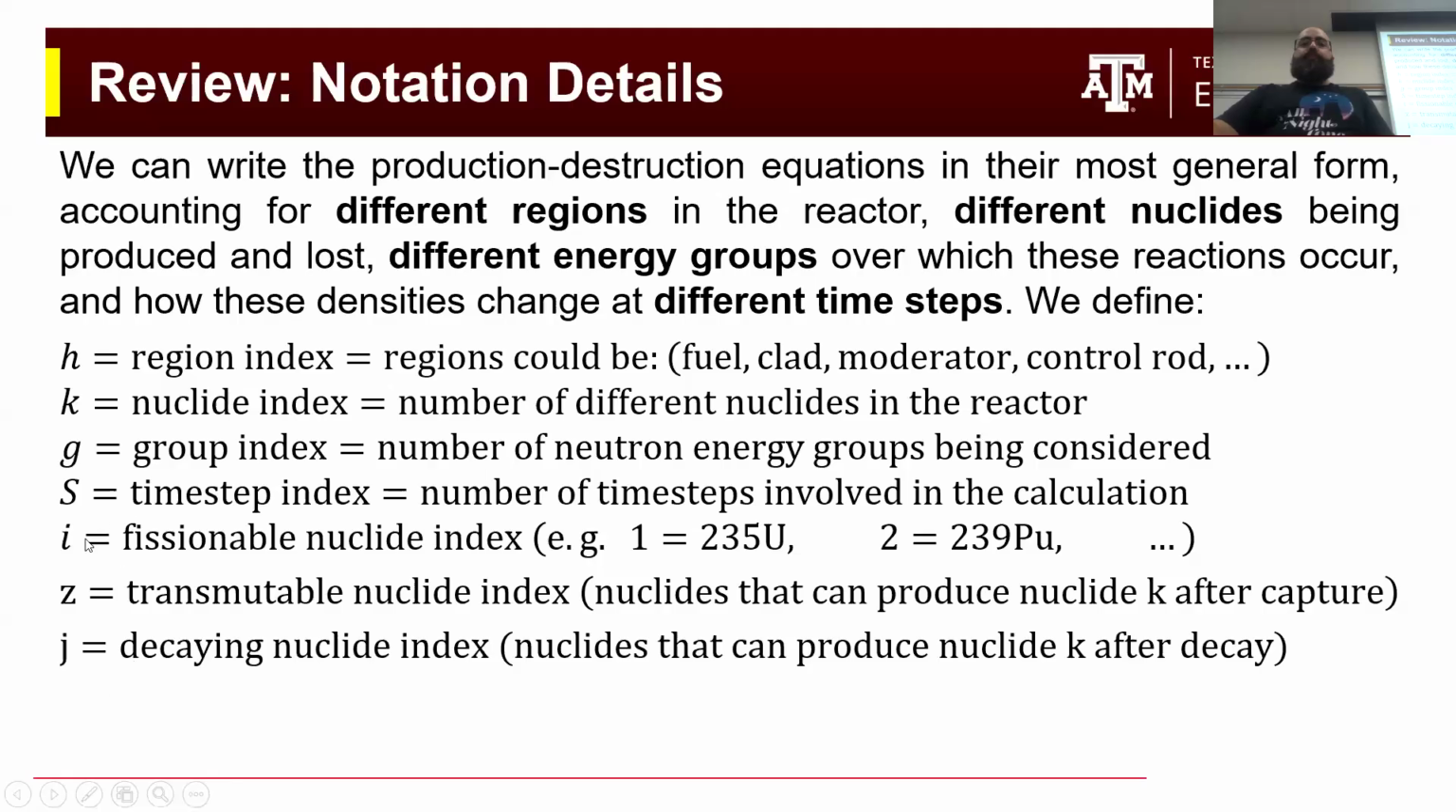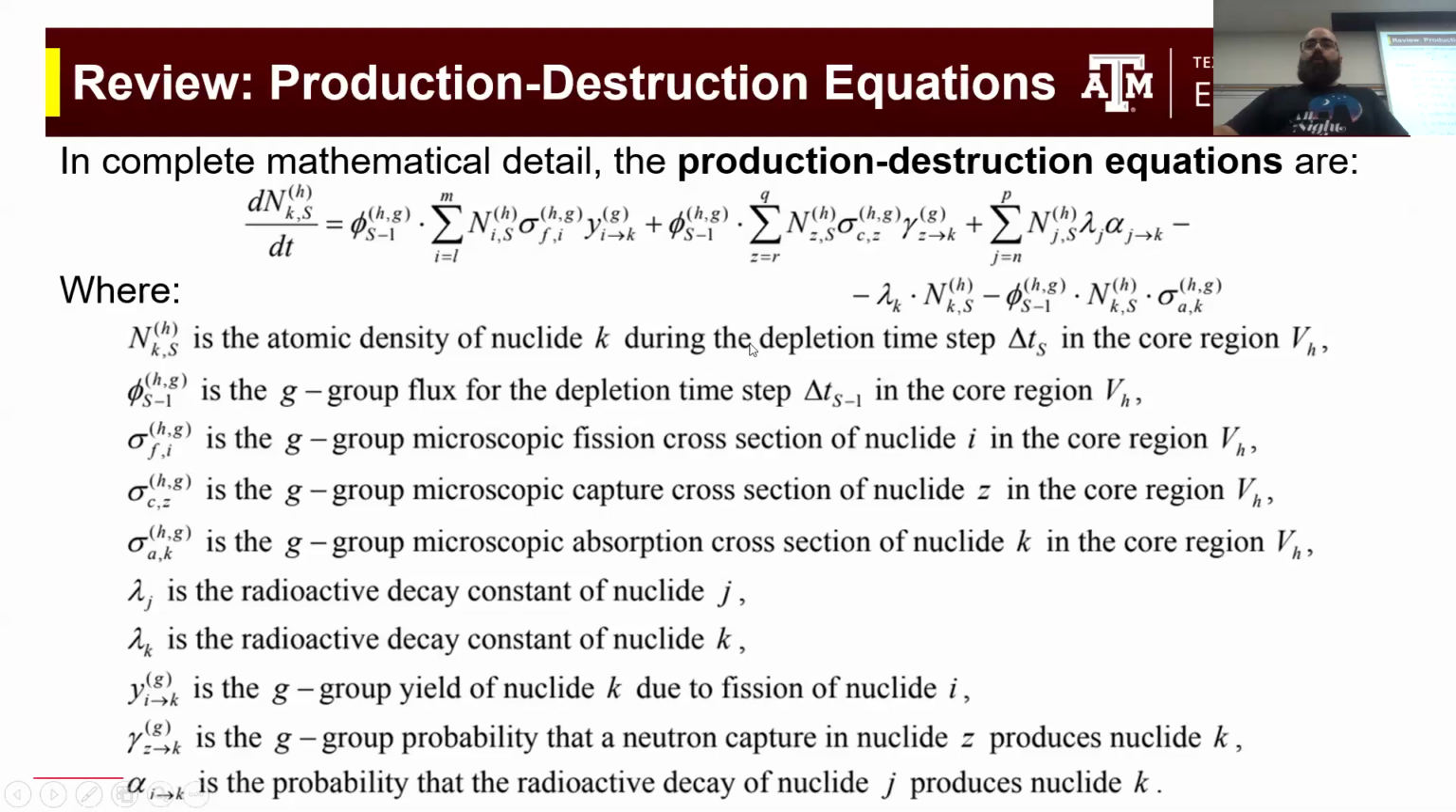And then we broke our different nuclides up into I, Z, and J, where I were the fissionable nuclides. So if you have uranium-235 or plutonium-239 in your reactor, those we use an index I. Any transmutable nuclides, a nuclide that could absorb a neutron and then produce something afterwards, had an index Z. And then J was the decaying nuclide index. So any J nuclide that decays might produce the nuclide K after it decays. And so we used those ideas along with conservation to write these production destruction equations.